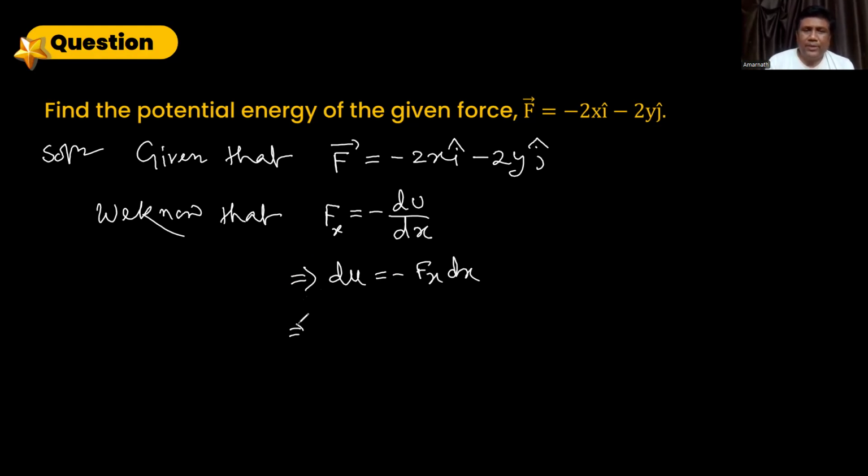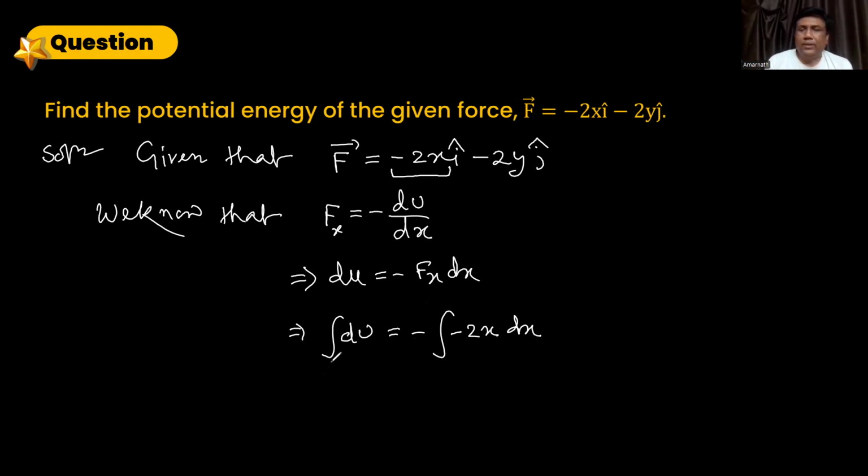But we require actually not differential potential energy. A small differential of potential energy, we do not require. du means a small gap in potential energy, but we need a huge gap. So integration of du you can write as delta U, okay? Here Fx is this much, so it is nothing but minus 2x dx.